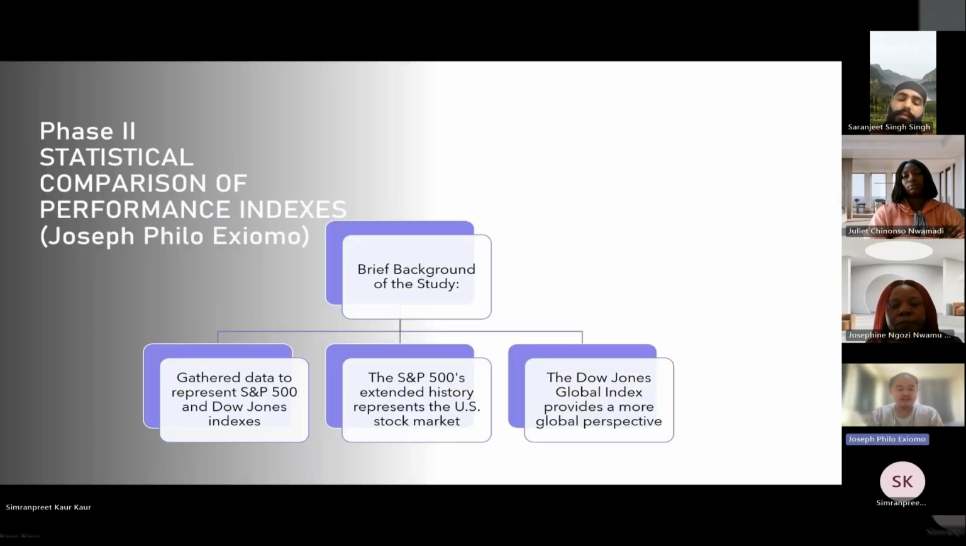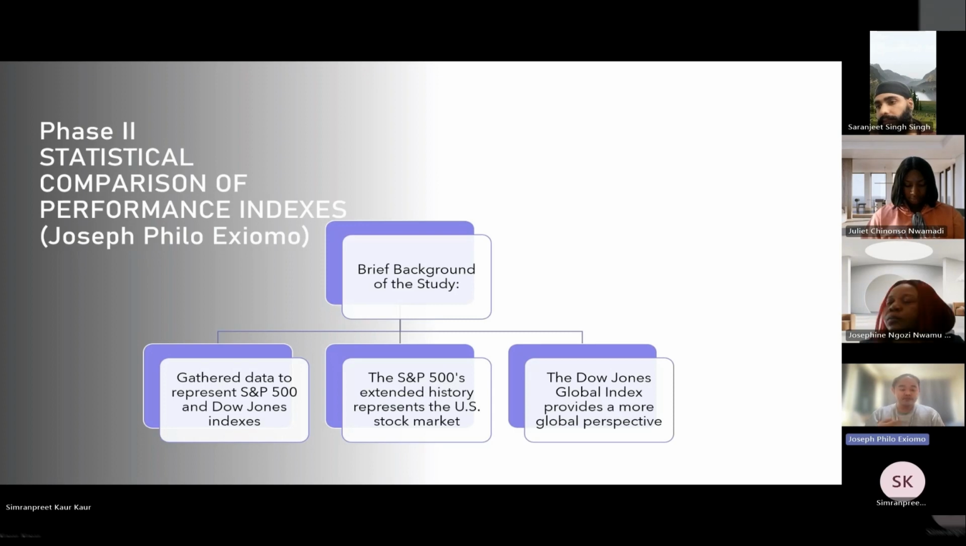Thank you, Josephine. So now from phase one, we will move on to phase two of the study, which talks about the statistical comparison of the performance indexes. Just to give a brief background of the study, in phase two we now gather data to represent the S&P 500 and Dow Jones indexes. The figures will highlight the performance and growth of the S&P and Dow Jones Global Index over their respective periods.